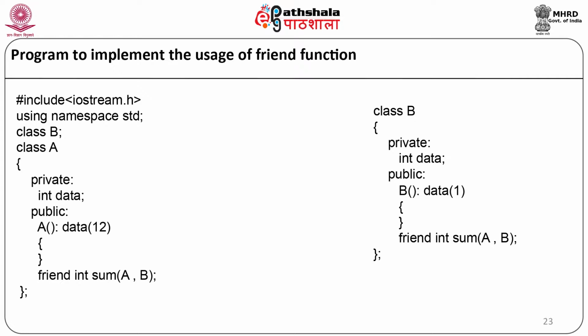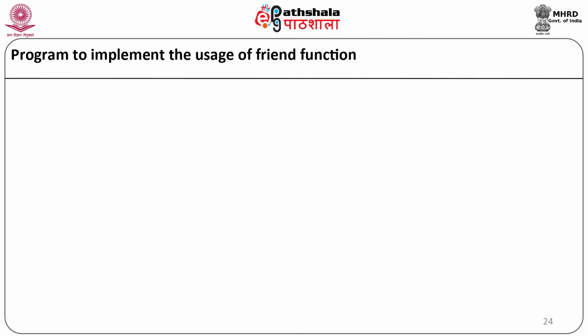As you can see in the first class, when we declare the friend function, we declare it as friend integer sum(A, B). Here, if you don't forward declare the class B, the compiler doesn't know what the data type of B is. So it is necessary to have the forward declaration of class B. Now let's define the normal friend function.